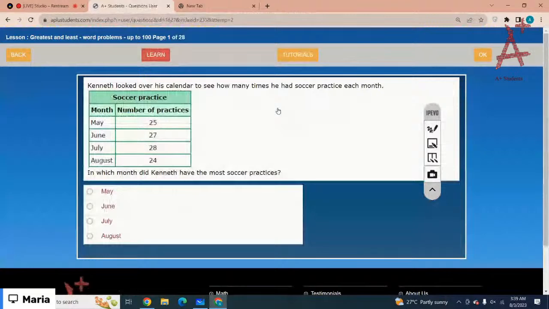Okay, Kenneth looked over his calendar to see how many times he had soccer practice each month. In which month did Kenneth have the most soccer practices? So, most soccer practices means you have to find the greatest number in the table, right? So, which number is the greatest in the table? 28 is the greatest in the table. Here it is, and 28 corresponds to July. That means in the month of July, Kenneth had the most soccer practices. So the correct option is July, right?